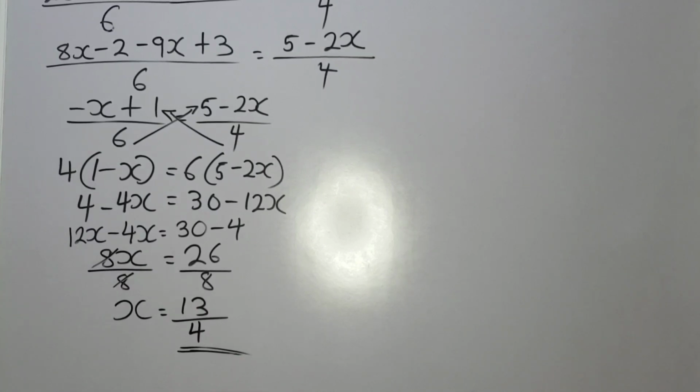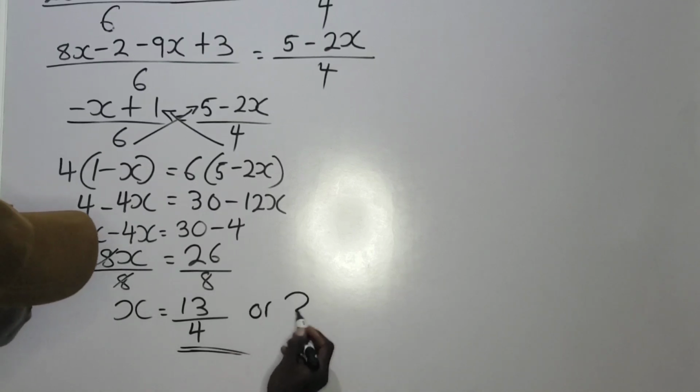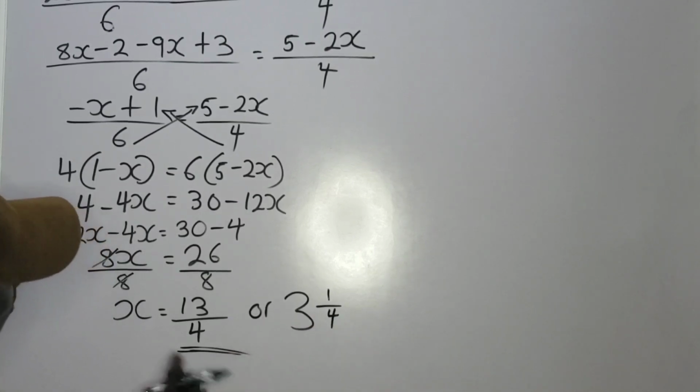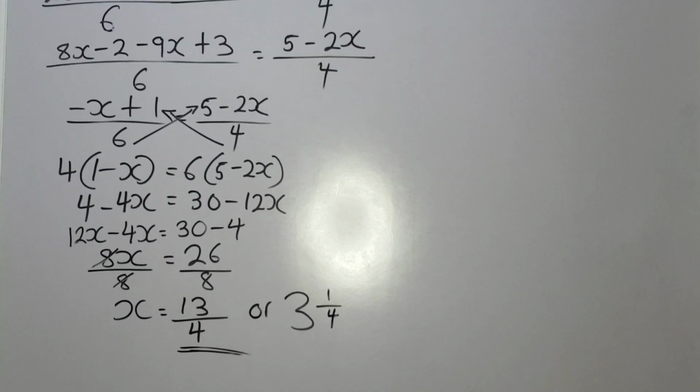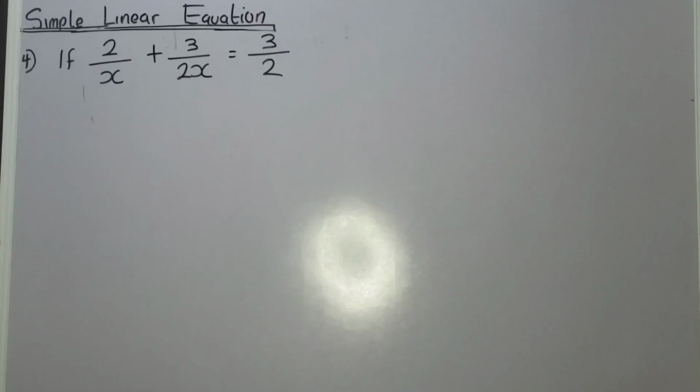Also, you can leave it in mixed fraction. If you want to leave it in mixed fraction, 13 divided by 4 will give us 3 whole number 1 all over 4. You understand? So x is 3 whole number 1 over 4. You can either leave it like this or the other way. It depends on the options that you see in your question, because this kind of question usually comes out in the objective.